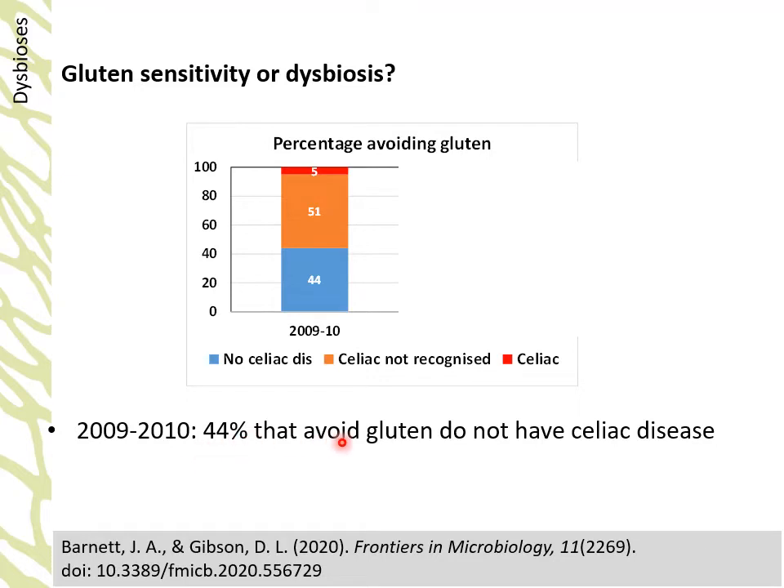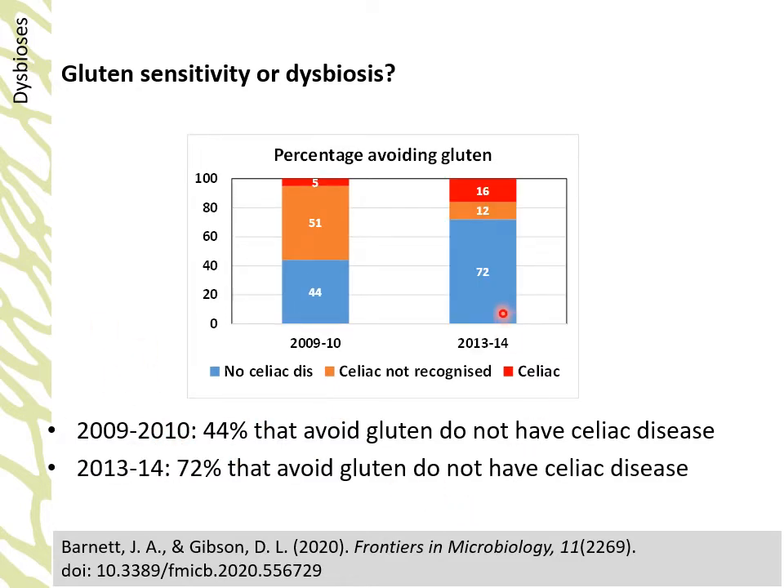So 44% that avoided gluten did not have celiac disease in 2009-10. Then they looked 4 years later, and very few people who avoided gluten did not know that they were celiac. So a total of 28% were celiac, and more than half of them knew it already. But at that time, 72% of the people who avoided gluten had no celiac disease.